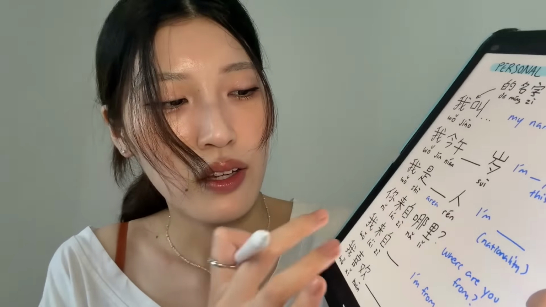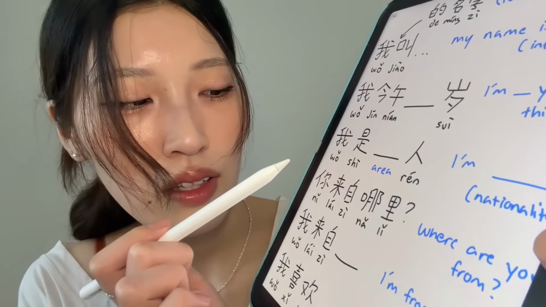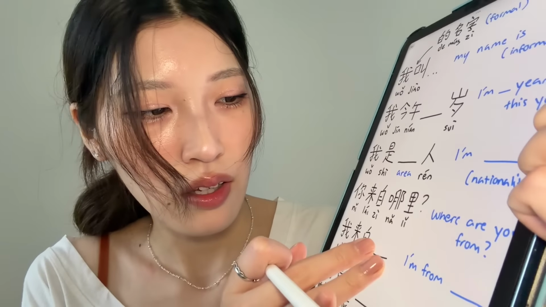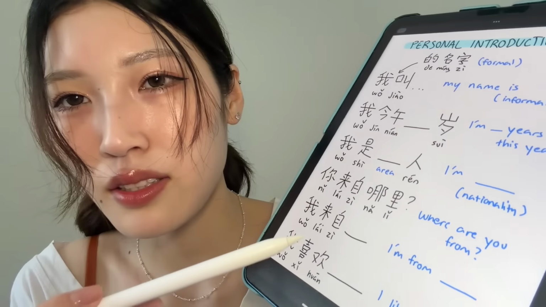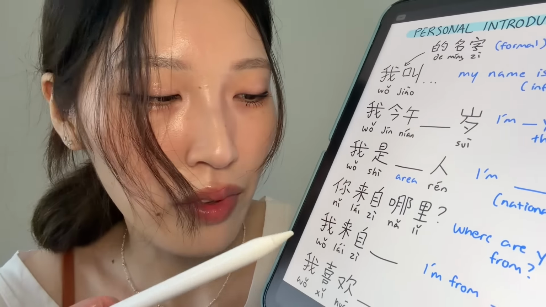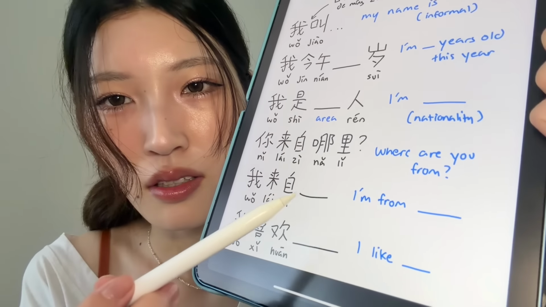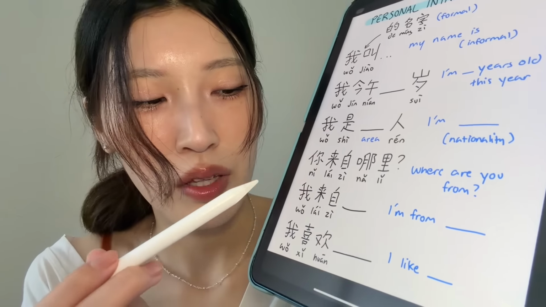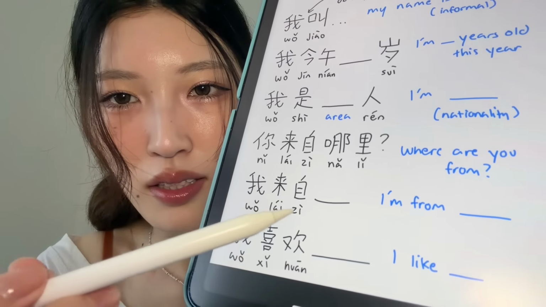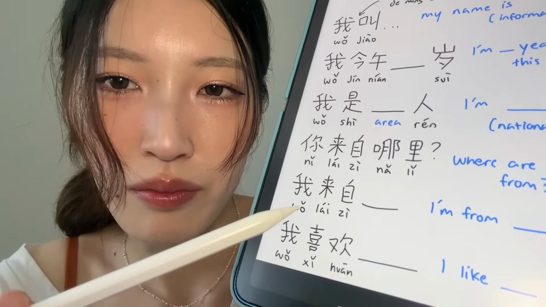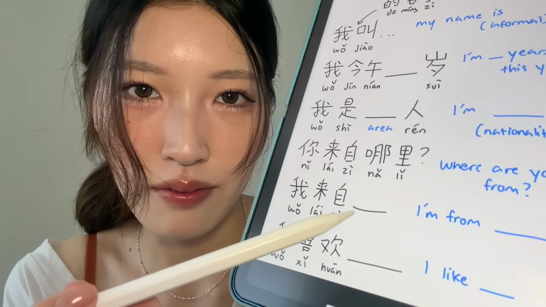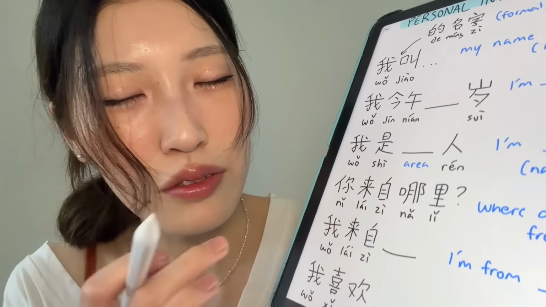Okay, now I have a question here. 你来自哪里? Where are you from? And to answer this, you can say kind of the same thing, like your nationality, or you can plug in your city. 我来自. So, 我来自上海. And then you can say 我来自 wherever, okay? 你来自哪里?